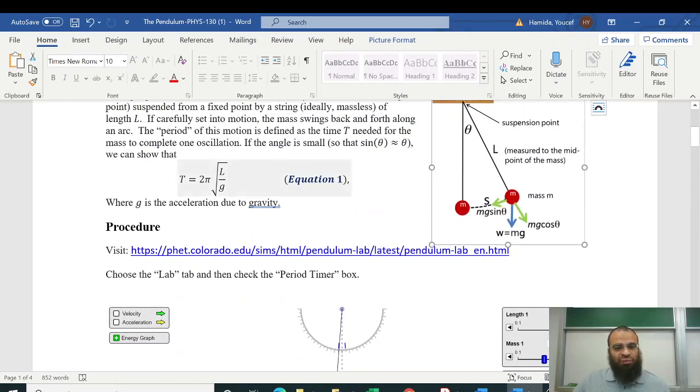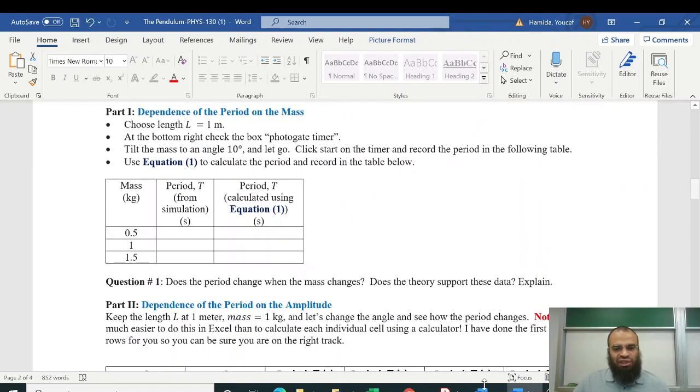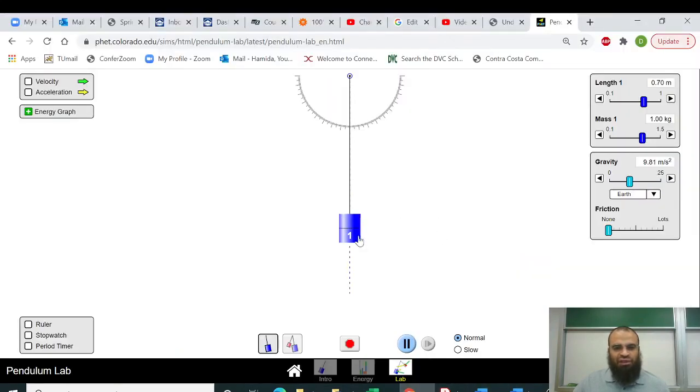Here's equation 1. It says the period is 2 pi the square root of L over g. So it does not depend on the mass. So the mass should not affect the period. And that's what you will see here. So for instance, here it is.